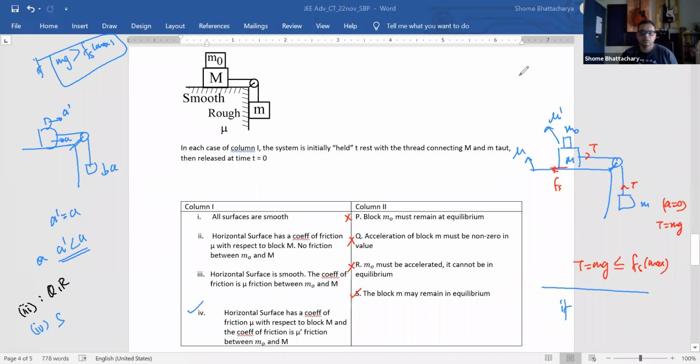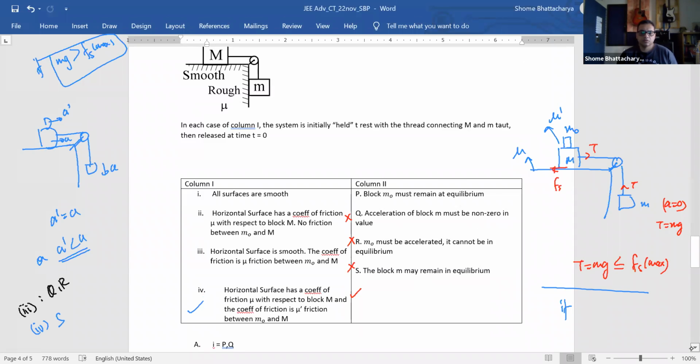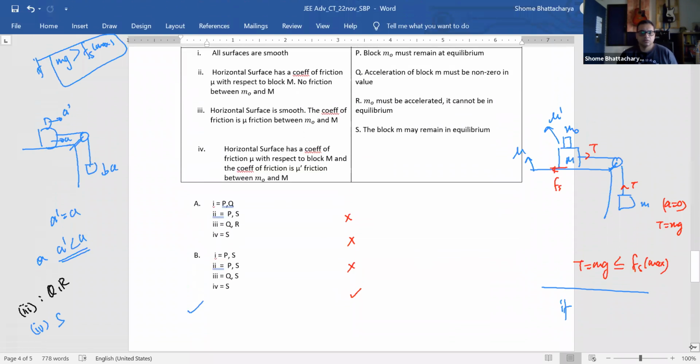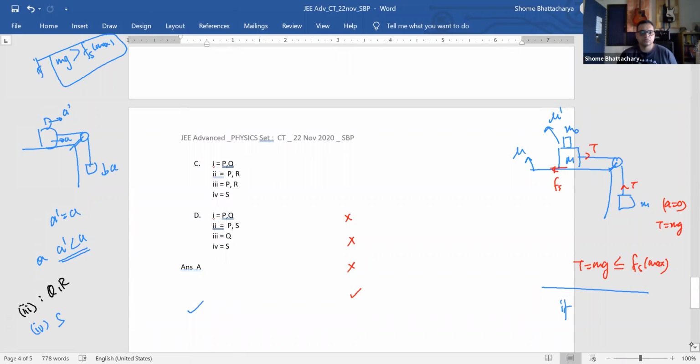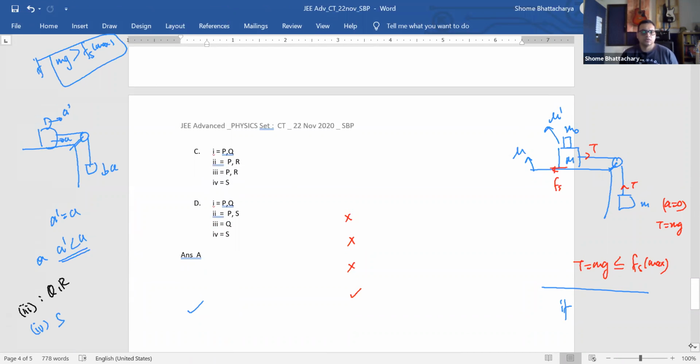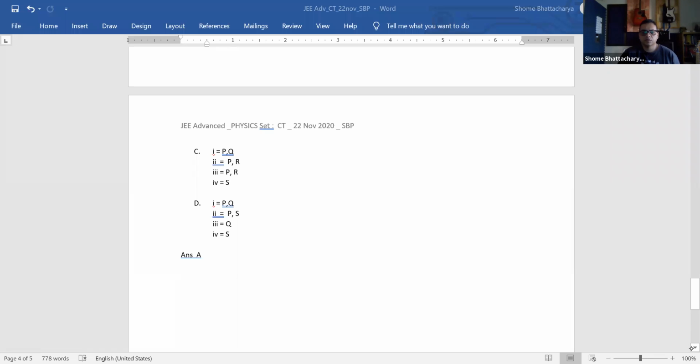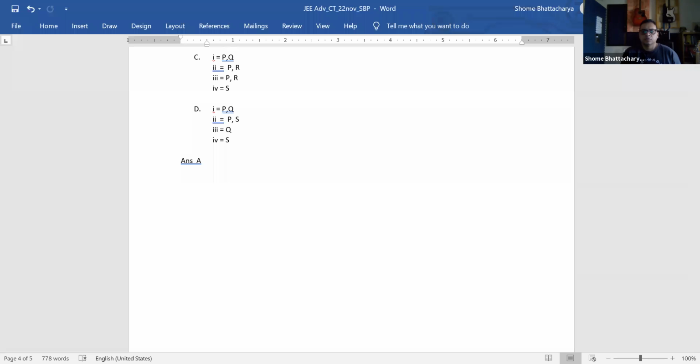Let's check out the options. So you can see that in this one it's matching. I've not checked the first two. So on the basis of that only, okay. So that clears this paper. So that concludes the discussion of the common test part.